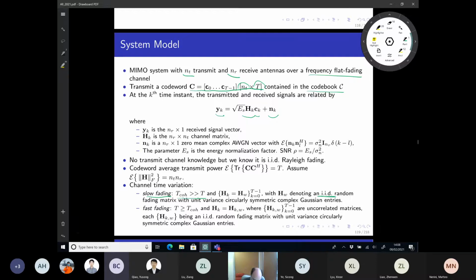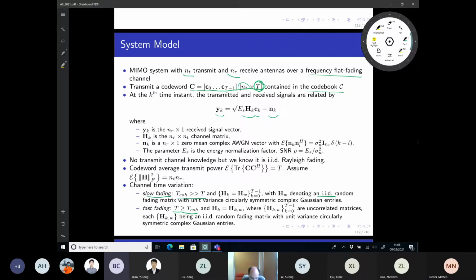The fast fading case is when T is larger than the coherence time. That means this h_k can vary relatively quickly between different symbol instances, right? So in that case, you're going to have fast fading. And so if your codeword is of length T, that means you're able to encode over multiple realizations of h_k, if T is larger than the coherence time. Good. So you can have those two scenarios.